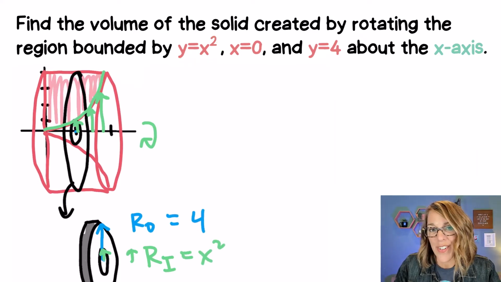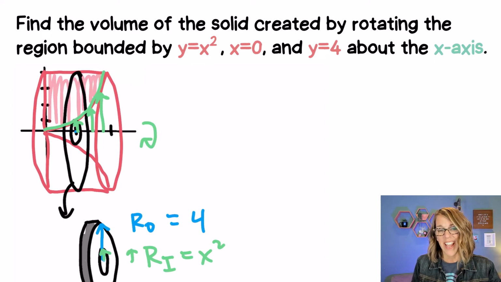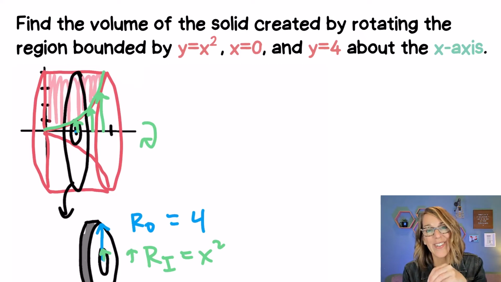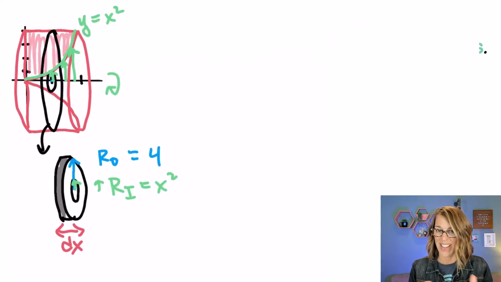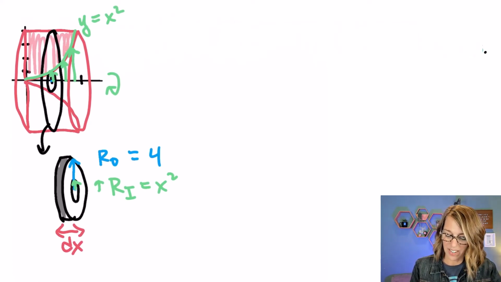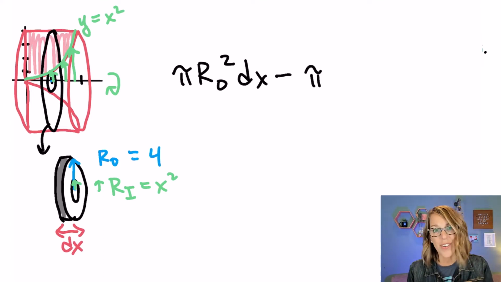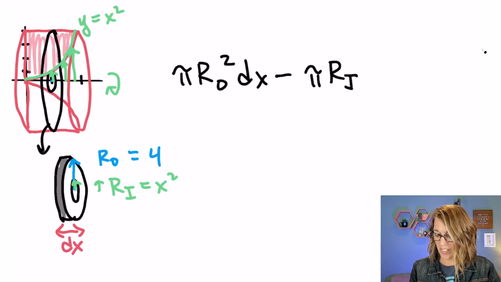Let's put this integral together. Now I want to take the outer disc and subtract the inner disc to come up with the volume of our washer. Here's what it looks like. The outer disc is going to be pi times the outer radius squared times our thickness, which is dx. But I want to subtract the volume of my inner disc. Pi, again, I'm doing pi r squared, the area of that circle, but this is my inner radius squared, and then its thickness is dx.